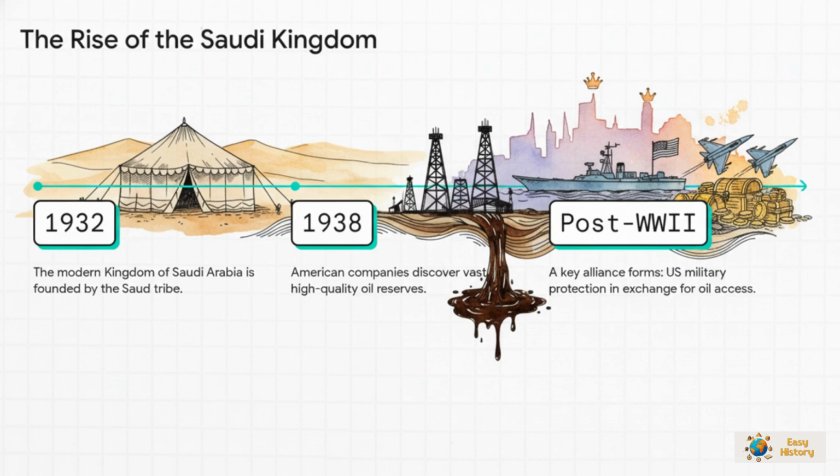This led to a defining strategic alliance that shaped the whole region. The U.S. got access to oil and a military foothold, and in return, the Saudi monarchy got immense wealth and American security guarantees. It really cemented their status as a conservative, status quo power.